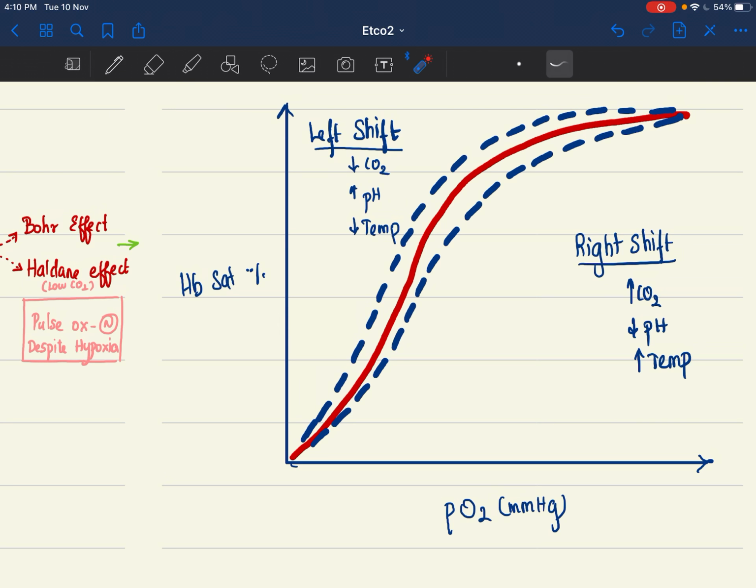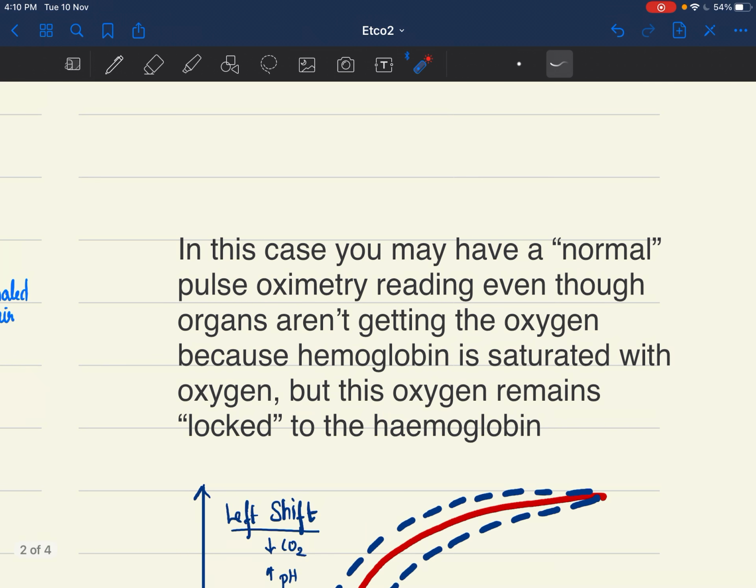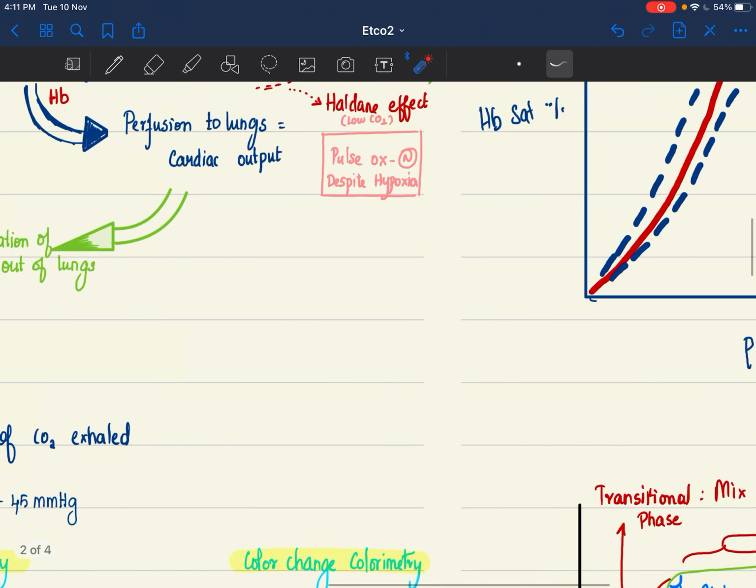The implication for us here in an end-tidal carbon dioxide measurement is this: your pulse ox may not detect this left shift or Haldane effect. The reason being, hemoglobin is still bound with oxygen, isn't it? So that is what your pulse oximeter reads. But only if this oxygen goes into tissues will your carbon dioxide be produced. So EtCO2 can give you a good measure of tissue hypoxia also, whereas your pulse oximeter just tells you the hemoglobin saturation with oxygen.